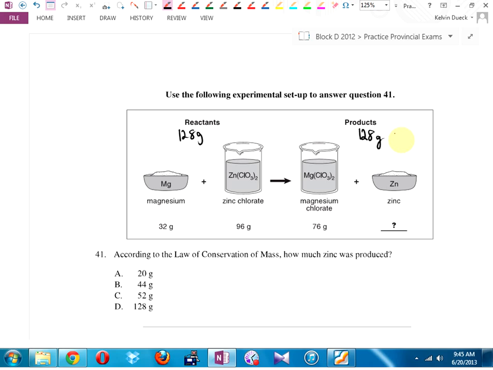Anyone? 52? Matter is neither created nor destroyed. Okay, that's a lie. In nuclear reactions it is, but for the most part, matter is neither created nor destroyed. Mass is conserved. And because energy is actually equal to mass, Einstein proved that, you can actually say that mass is conserved because if you calculate the amount of energy that you lose in the... Anyways.